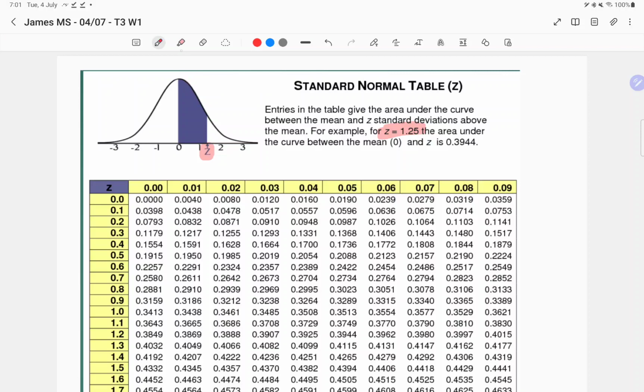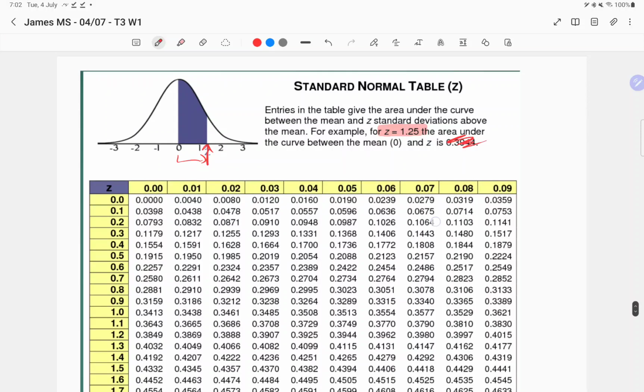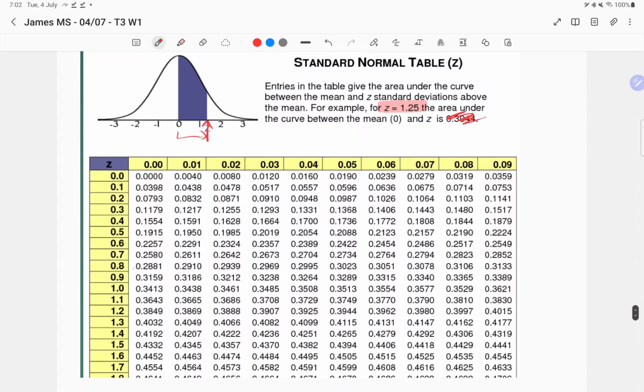So remember, we want the area. In this example, z equals 1.25. They're just saying that the z value is over here, right? 1.25 is around there. And then they want the area from 0 to 1.25. We don't know the answer yet. So you read in this table here. You read on the left-hand side first. Find the closest to 1.25, which is 1.2.